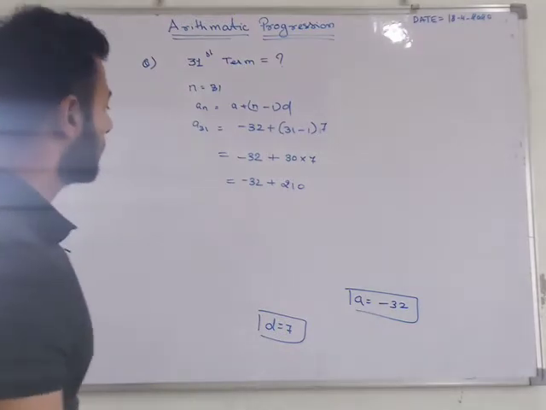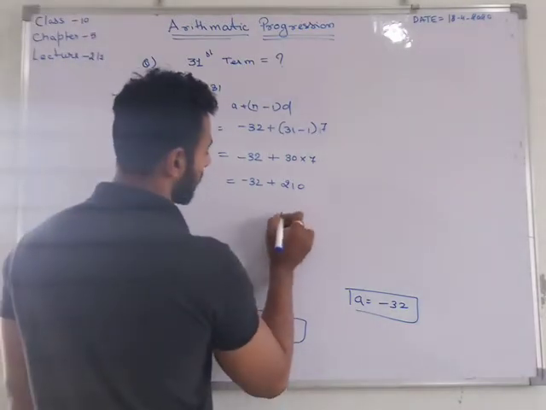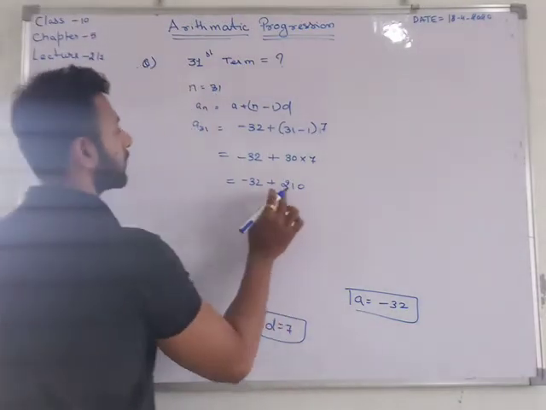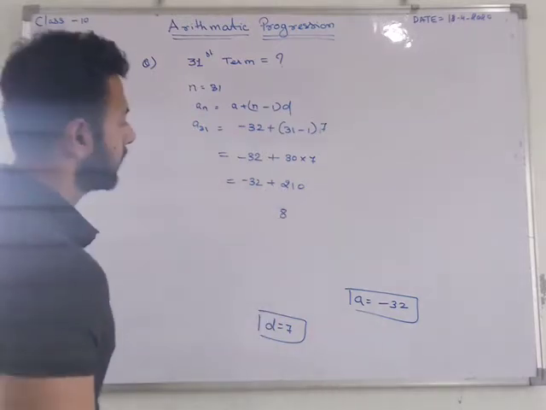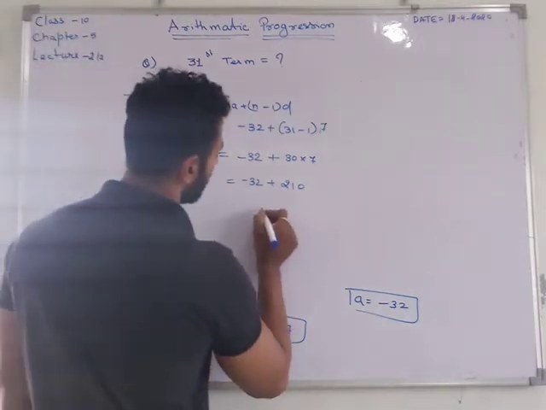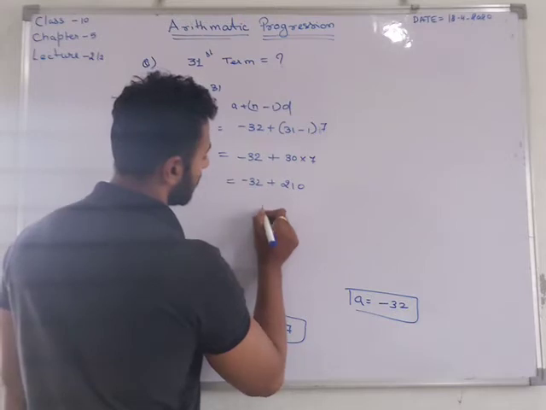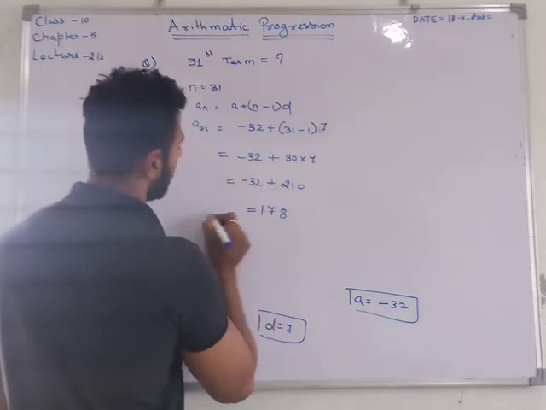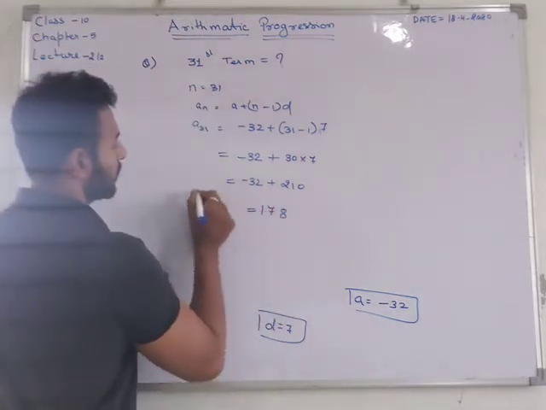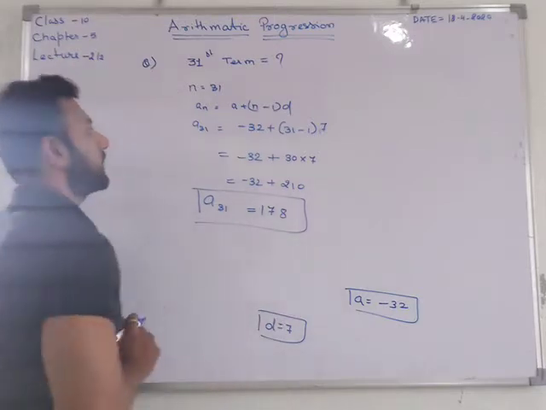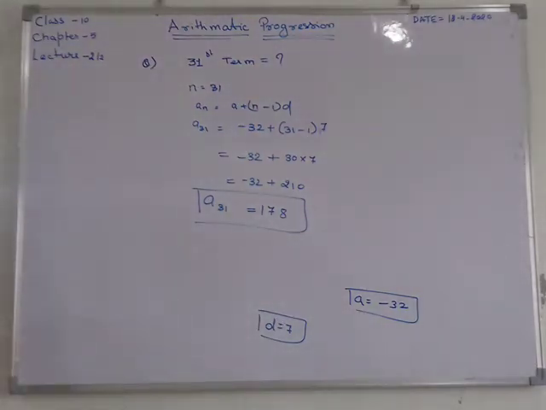Solving this, we will be getting 178. So a31, the 31st term of the series, will be 178. I hope you got the method how we can solve such kind of problems.